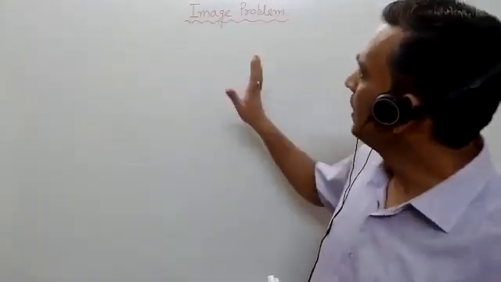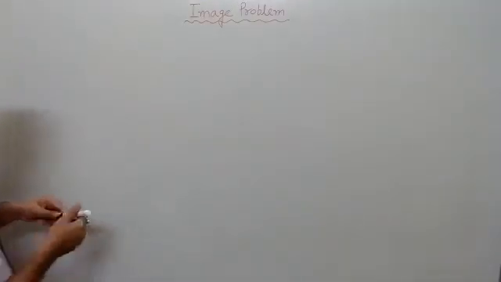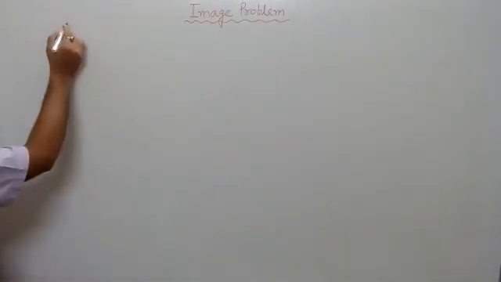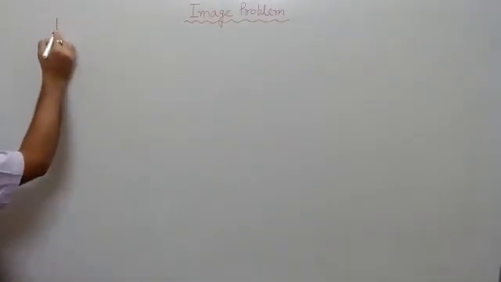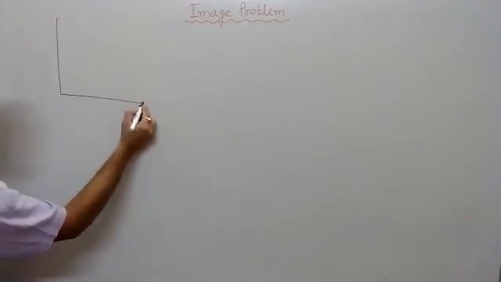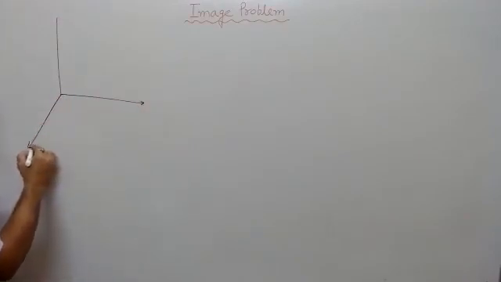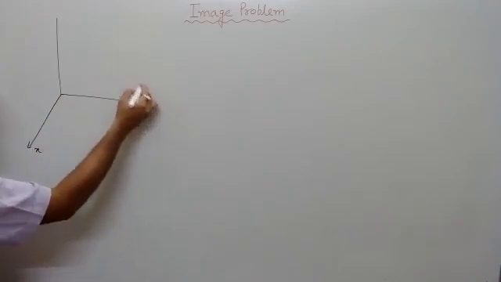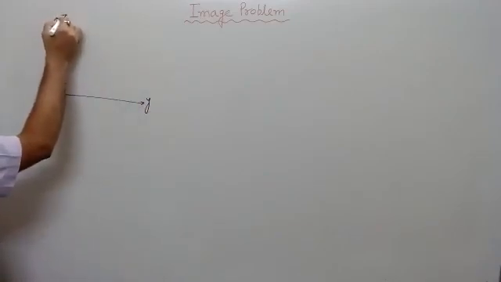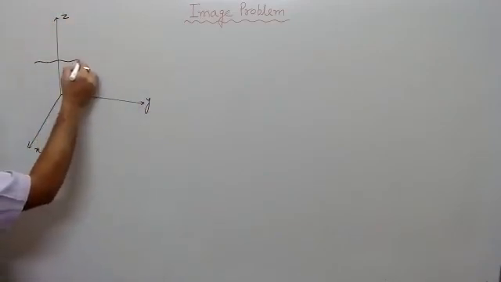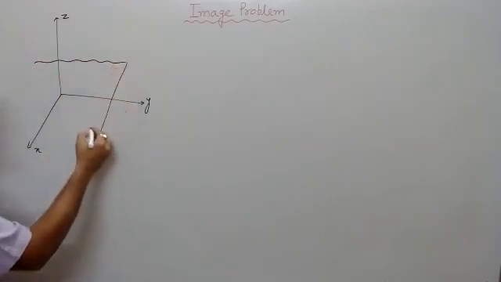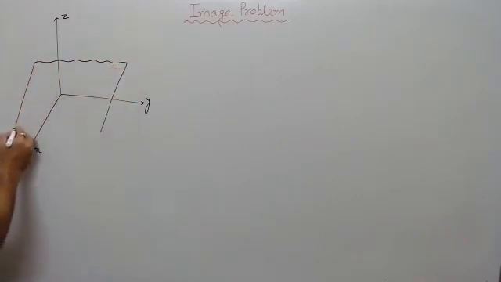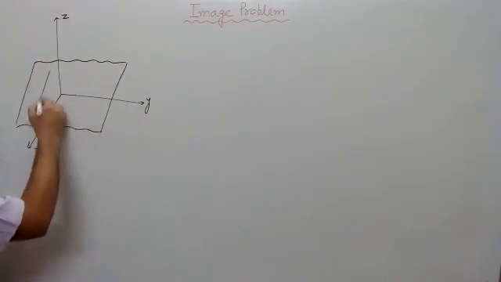This is the last topic of electrostatics, and that is the image problem. So let us first define this problem. Consider this is the xy plane, z direction, and we have an infinite grounded conducting sheet.